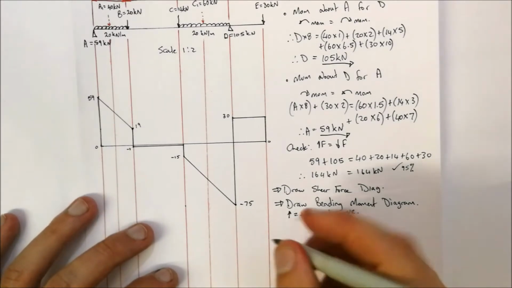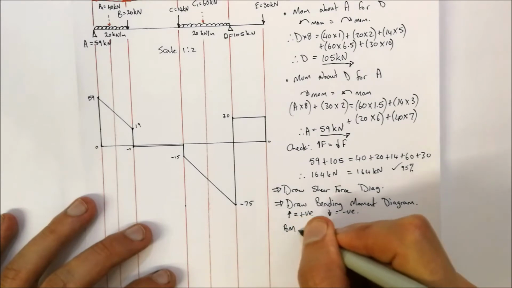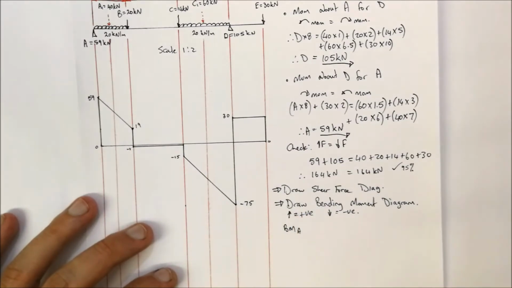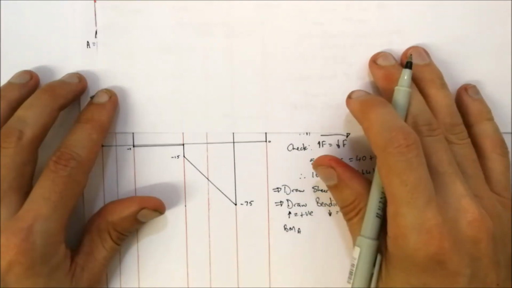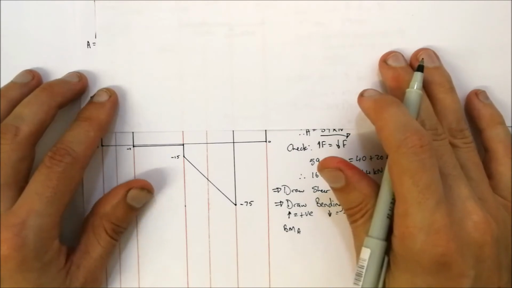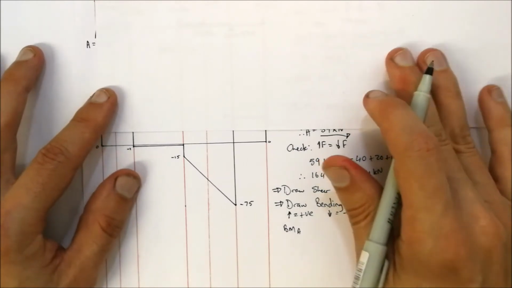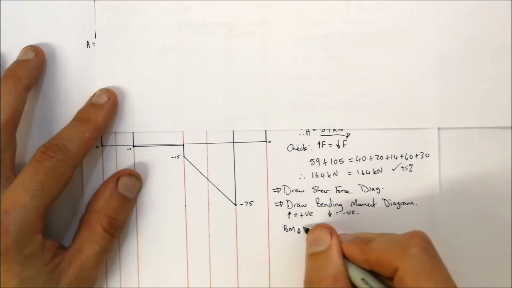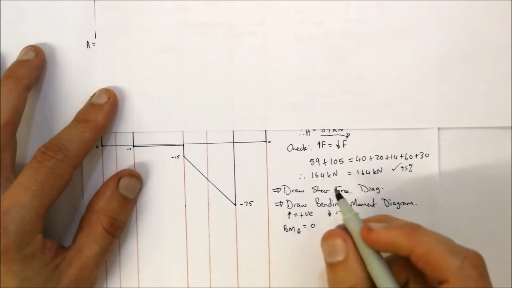So bending moment of A. If we place a sheet of paper over A over there, and you look to the left of it, there's no forces over there, so therefore the bending moment of A is equal to 0 kilonewton meter.